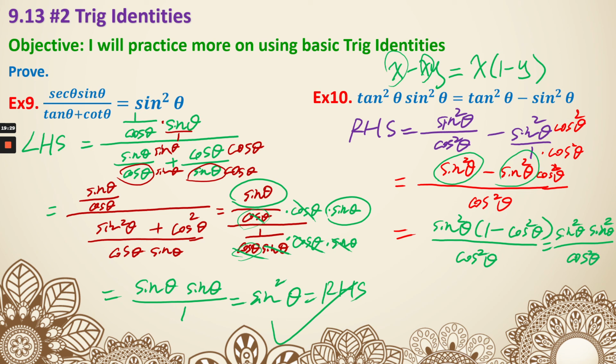Next, if I just look at the first one, sine theta squared over cosine theta squared, that is tangent theta squared. Then I still have the second part, which is sine squared. That happens to be the left-hand side. We are done. That is everything for 9.13, trig identity. Thank you.